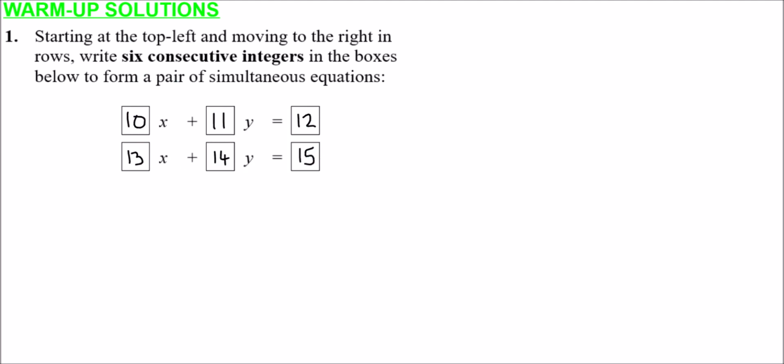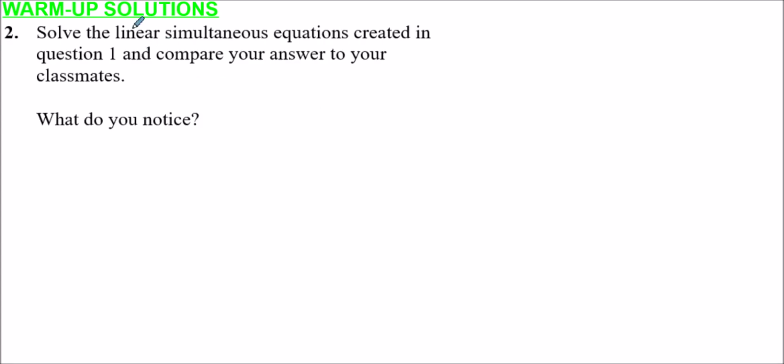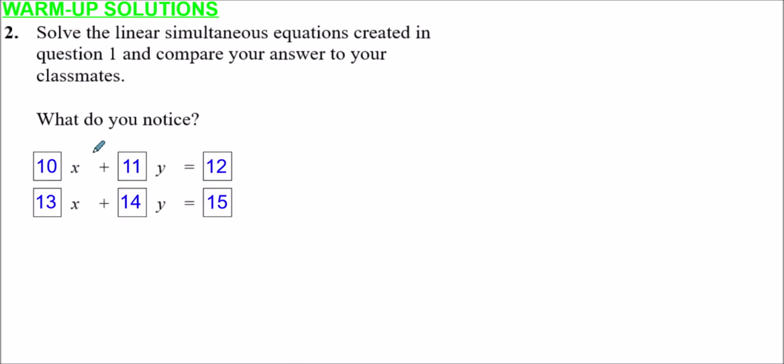Okay, so for part 2, what we need to do is to solve that pair of linear simultaneous equations I just created, and then compare answers to other people and see what we notice. So just to remind of what I put in the boxes for question 1, I started at 10 and moved up 11, 12, 13, 14, 15. So what I'm thinking I could do is I could eliminate the x's. I could multiply the top equation by 13 and the bottom by 10. That would give me 130 x's in each, which I can then eliminate.